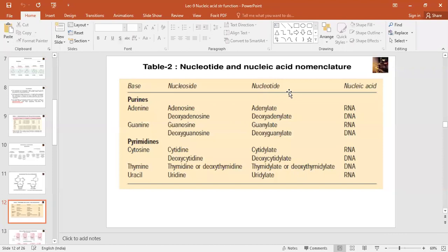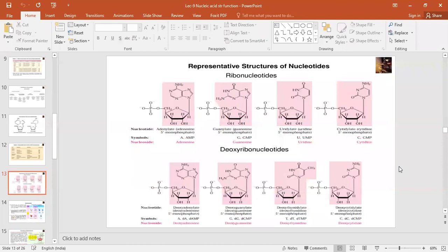These are examples of nucleotides: adenylate, deoxyadenylate, guanylate, deoxyguanylate. Deoxy means present in DNA, and if there is no deoxy it is present in the RNA. Pyrimidines: cytidine, deoxycytidine, thymidine, deoxythymidine, and uracil, which is a base only present in the RNA, so it is uridine. Then the nucleotides: cytidylate, deoxycytidylate, thymidylate, deoxythymidylate, and uridylate. These are the representative structures of the nucleotide.